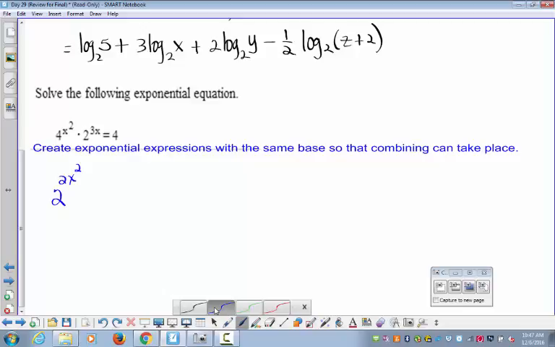So for that first factor, 4 to the x squared, I could write the 4 as 2 to the 2, and that 2 gets multiplied by the current exponent. So we have 2x squared. The second one is already good to go, second factor. And on the right-hand side, of course, we'll write it as 2 squared. And how does the left-hand side combine? What does the exponent become on the 2? What do we do with those 2 exponents?